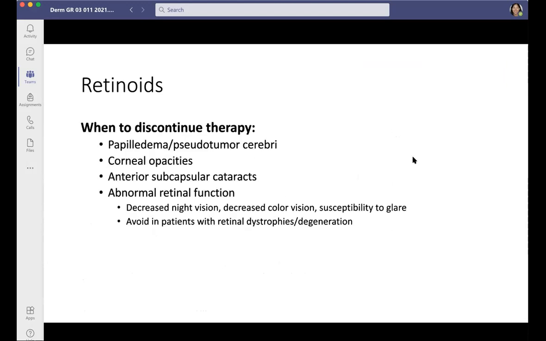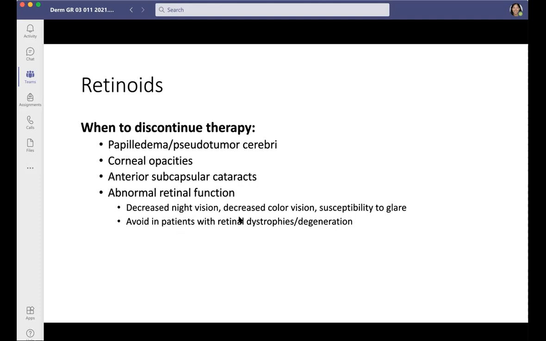There are some more rare complications that have been reported to be associated with retinoid treatment, and that includes pseudotumor cerebri or idiopathic intracranial hypertension, corneal opacities or cataract formation, as well as abnormal retinal function. So what that would manifest as is the patient comes in complaining of decreased night vision, decreased color vision, or susceptibility to glare. And if they have an existing retinal dystrophy or degeneration, you want to avoid retinoid treatment. So those are good things to ask about.